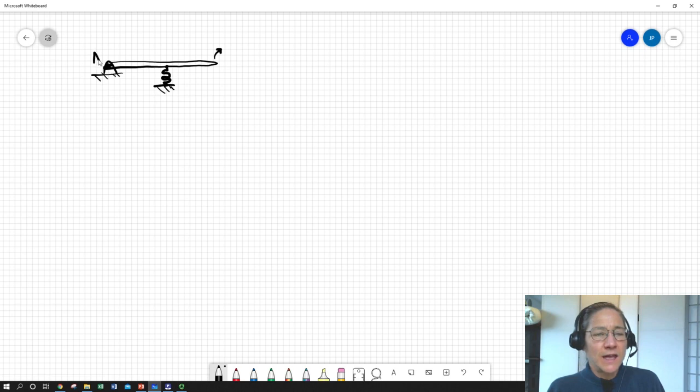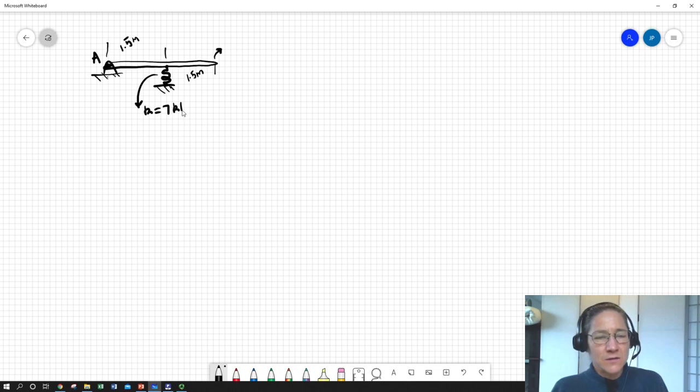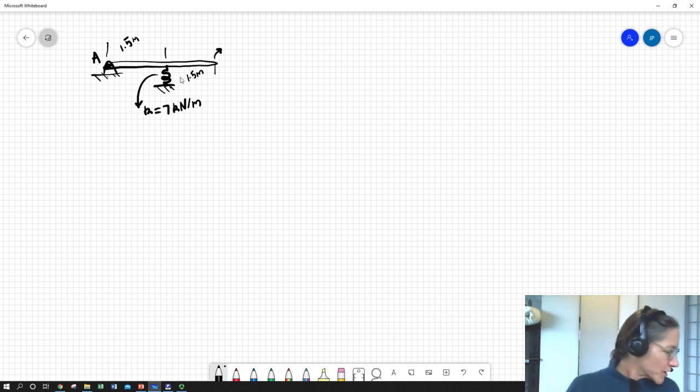And so this is point A at the hinge, and the spring is halfway down the board. Board's 1.5 meters, halfway, and another 1.5 meters. So it's 3 meters total length. And the spring has a spring constant of K equals 7 kilonewtons per meter. So if we know how compressed the spring is, we've got a spring force at the time.